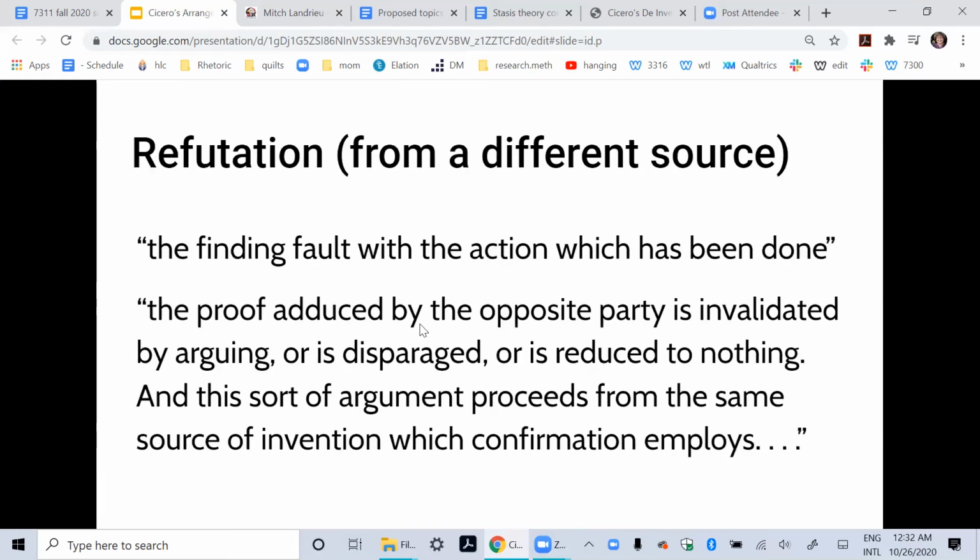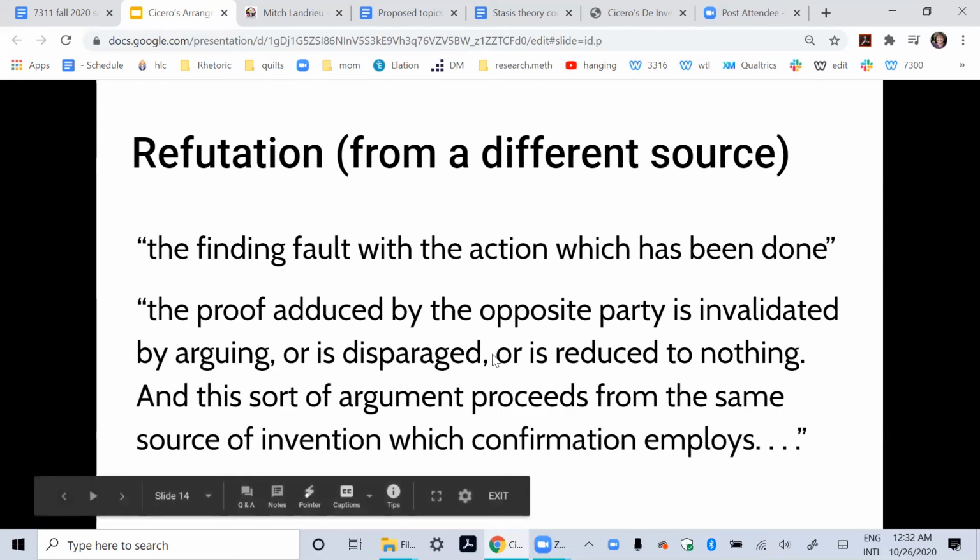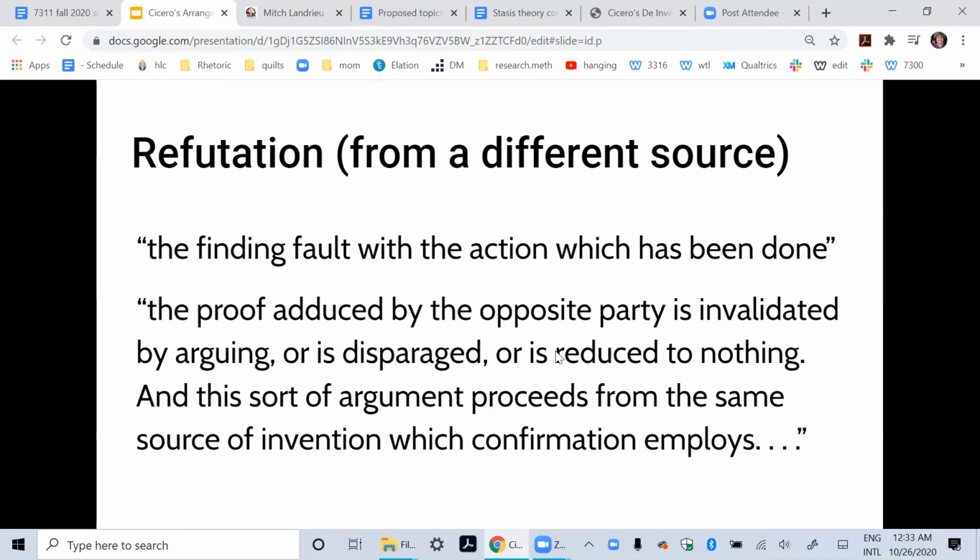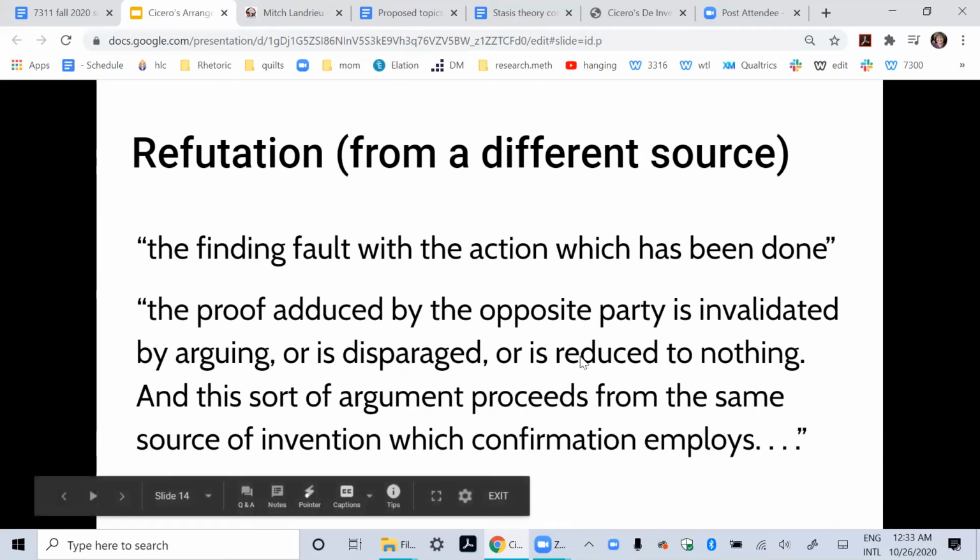The next section of the classical arrangement is refutation. This is where our textbook doesn't include it. I have these quotes from a different source. But refutation is what he calls the finding fault with the action which has been done, or the proof adduced by the opposite party is invalidated by arguing, or is disparaged, or is reduced to nothing. This sort of argument proceeds from the same source of invention which confirmation employs.